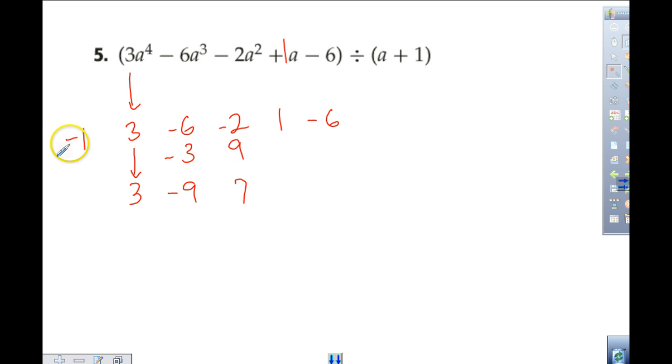7. Negative 1 times 7. Negative 7. Add it up. Negative 6. Negative 1 times negative 6 is positive 6. 0, no remainder, so that does mean, so yes, negative 1 is a root. Negative 1 is an answer.